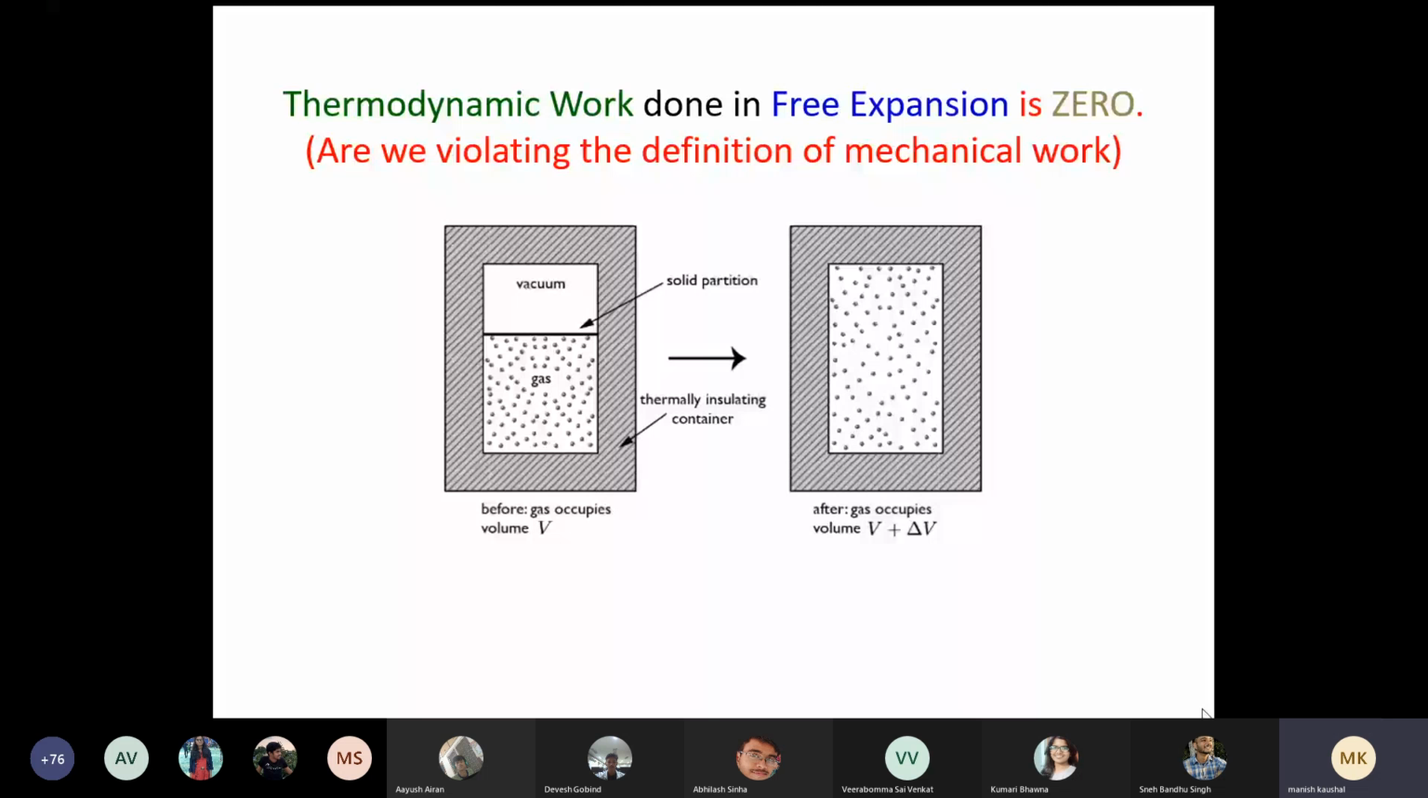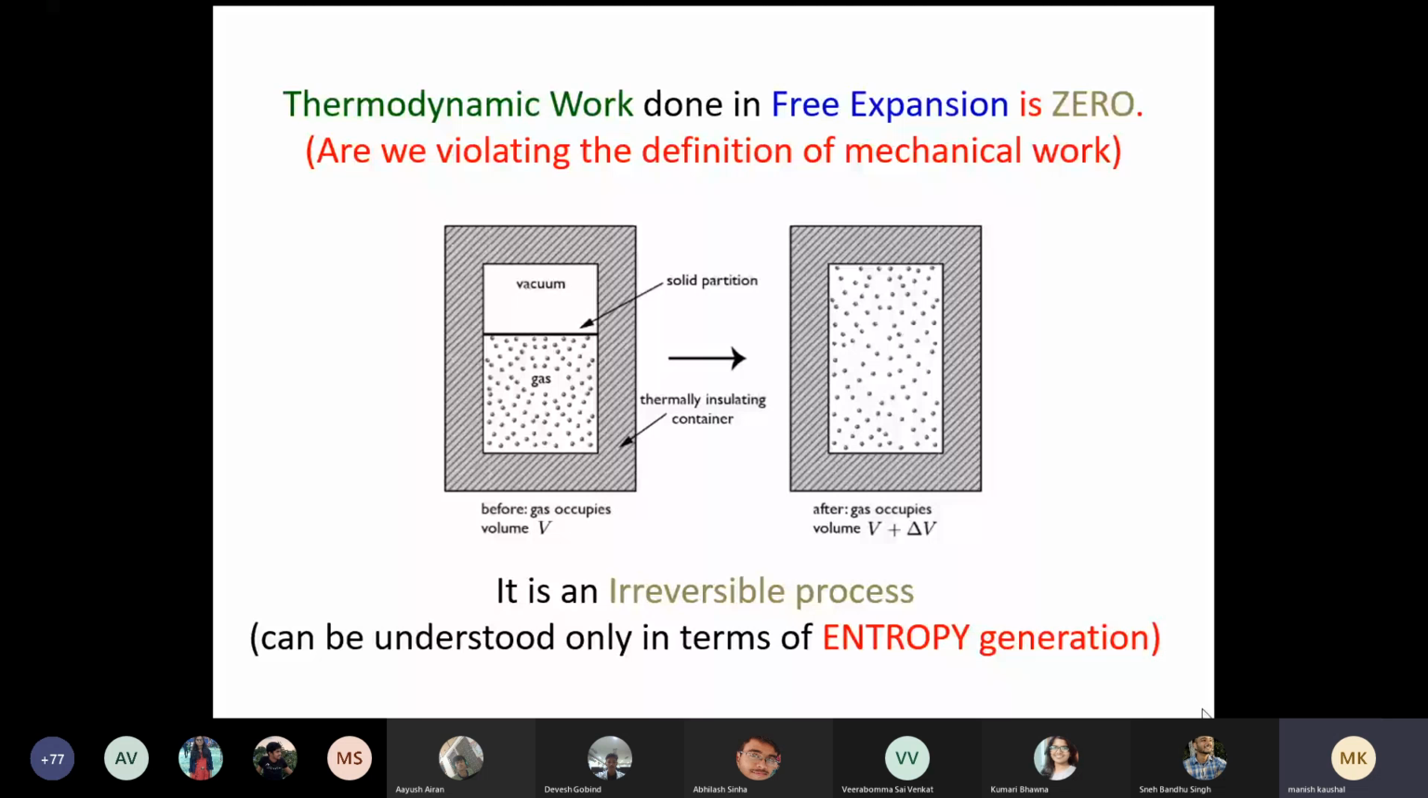As soon as you remove the partition, there is no system boundary. Your gas molecules are pushing nothing. There is no system boundary, nothing is moving. So in that sense, we say that work done is 0. If work done is 0, then how can we understand this phenomenon? That can be understood in terms of entropy generation, which we'll see when we cover the second law. In this free expansion process we say work done is 0 because you are not pushing anything, not even a piston. You just remove the partition and the gas expands throughout the volume. This we can understand in terms of entropy generation. So you have to wait.